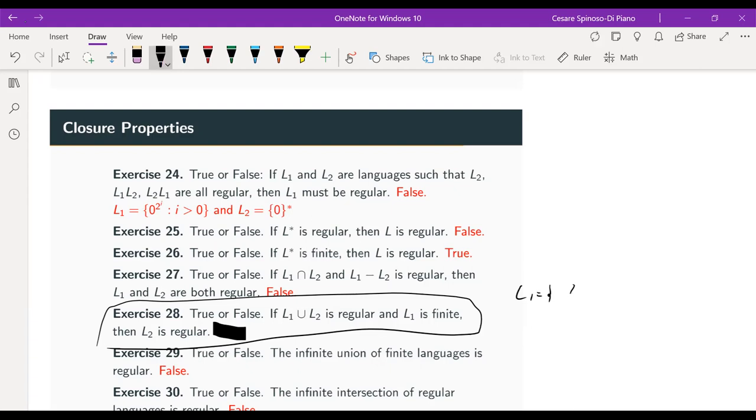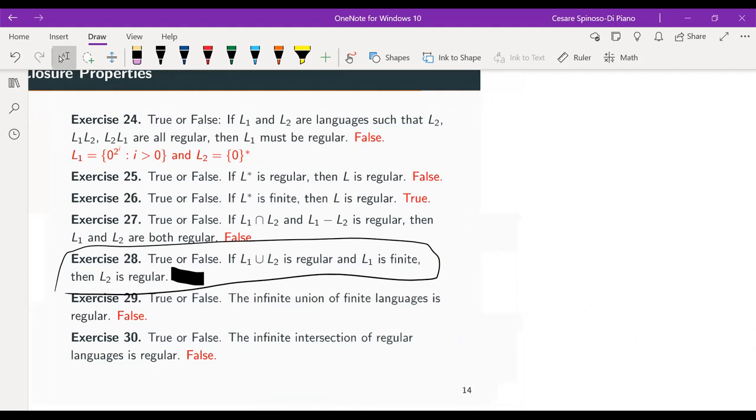So L1 is AB, L2 is A^n B^n. I guess you meant that. Okay, but then as someone pointed out, the union is not regular. So that's not a counterexample. All right, so we can't find a counterexample, so now we think it's true. All right, so let's see.